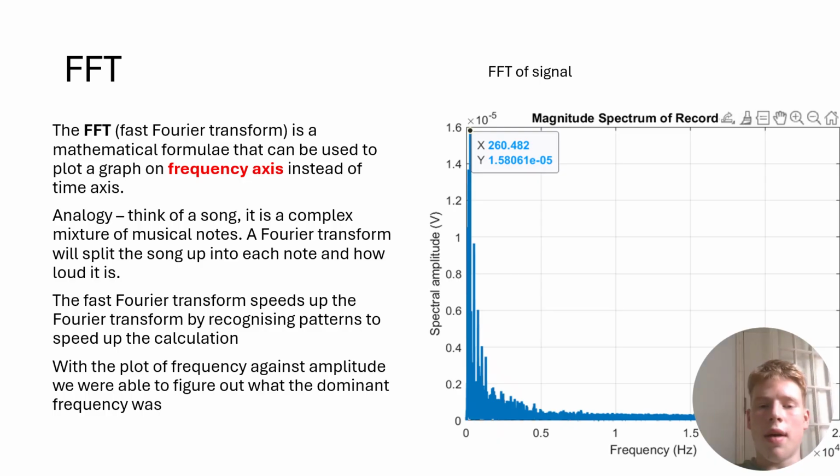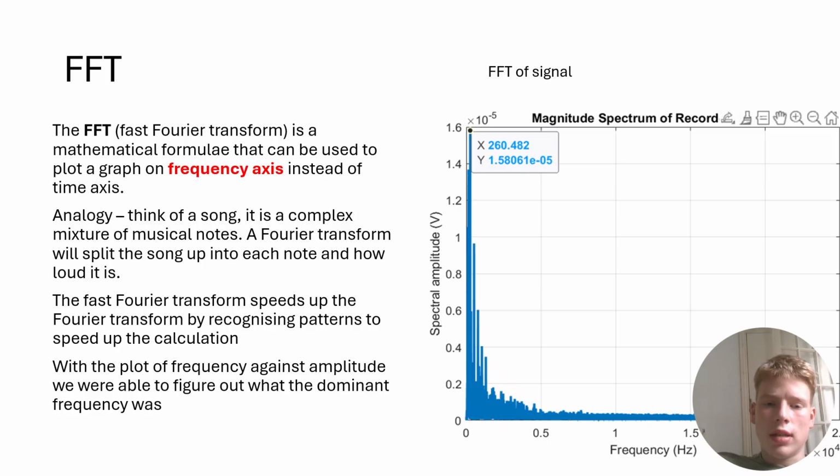So the FFT was very crucial to this project, and what it does is it plots a graph on the frequency axis instead of time axis. You can think of it as a song, and instead of having a graph or a wave of the song with the length of the duration on the axis, instead it shows each note on the x-axis, and the y-axis is how loud each note is.